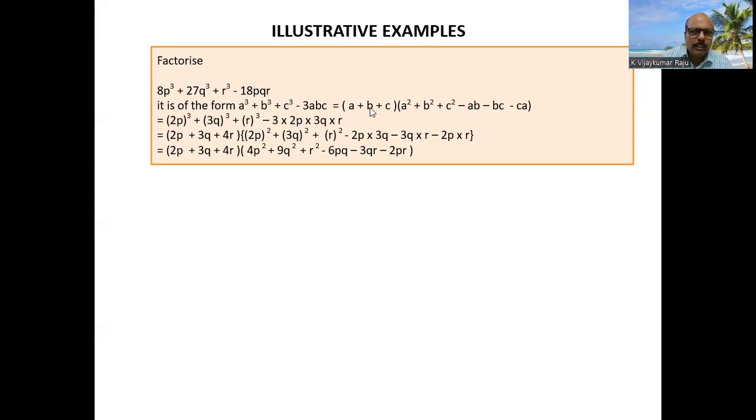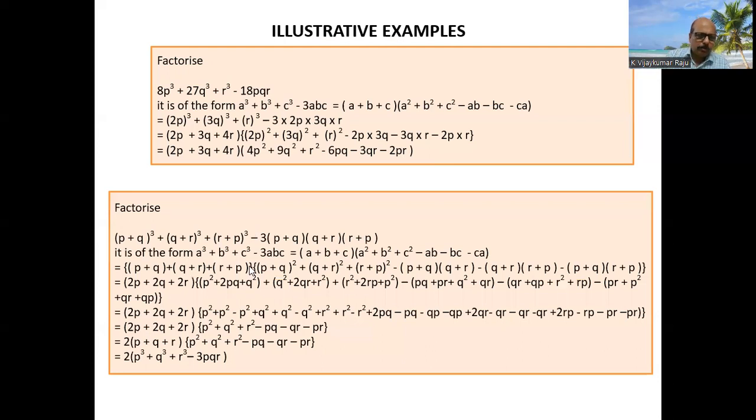So as per this identity, our answer should be 2p plus 3q plus r, into 2p square plus 3q square plus r square minus first and second term, that is 2p into 3q, minus second and third term, 3q into r, minus third and first term. So the first bracket stays as it is. This becomes 4p square plus 9q square plus r square, 3 2s are 6pq, minus 3qr minus 2pr. Okay, now see this.